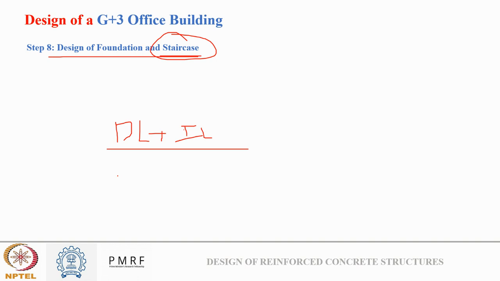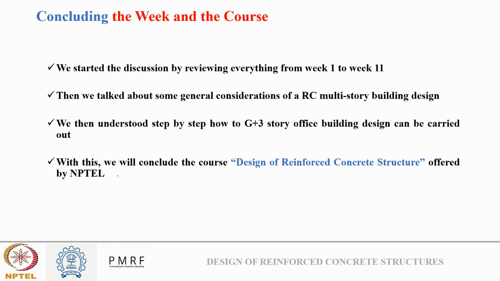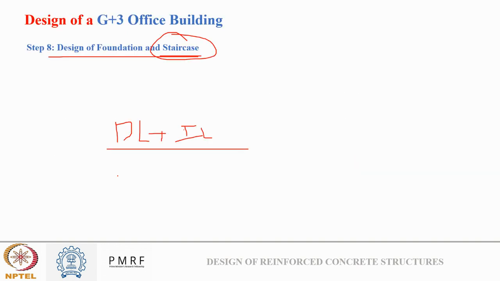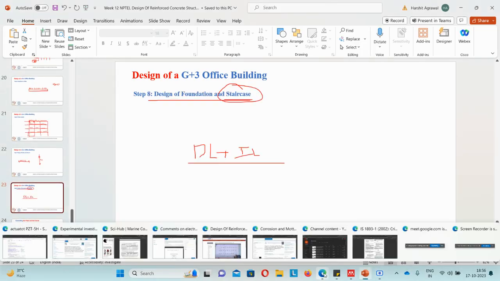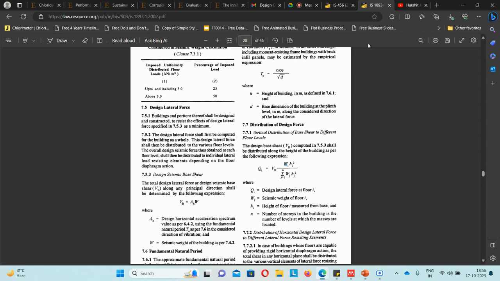We know the data from the geotechnical section also, what is the safe bearing capacity of the soil, if it is varying with depth or not, everything information we have, so we can design the foundation. Okay, so this is generally how a design of a G+3 story building will be carried out. Any doubts in this?